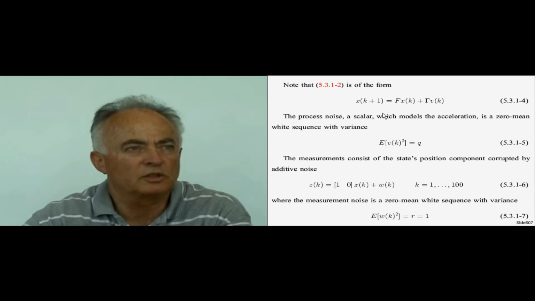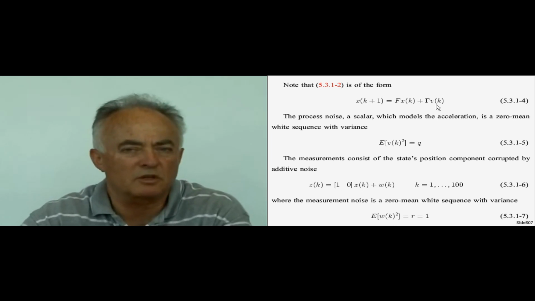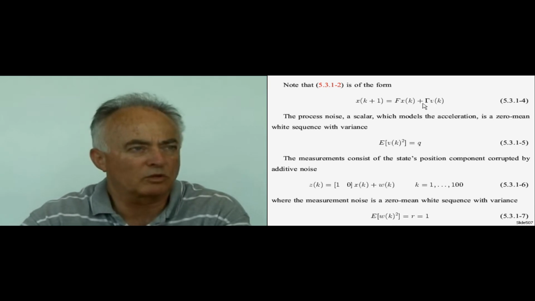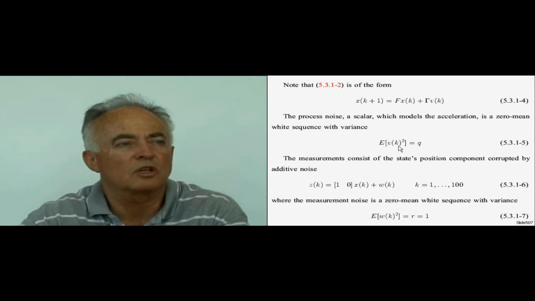So this is our general form. x_{k+1} is F x_k plus gamma v_k. So we have the second form where v_k is really multiplied by a gain. v is a scalar, x is a two-dimensional vector, so gamma is a two-dimensional vector. And we will model the process noise as zero mean white with variance q.